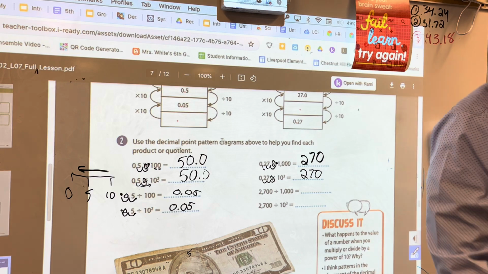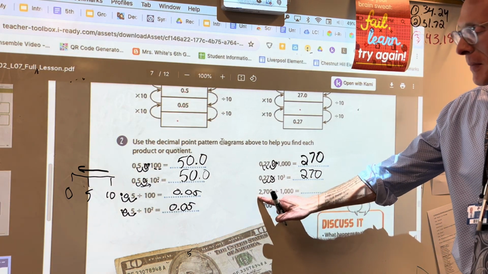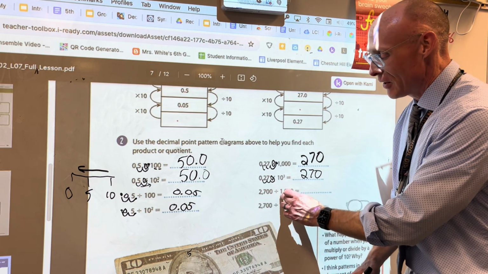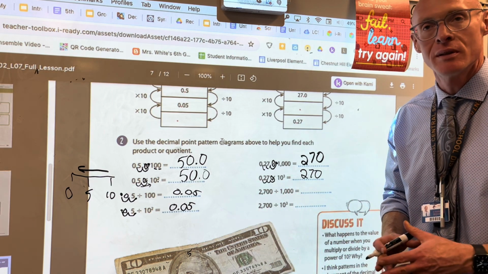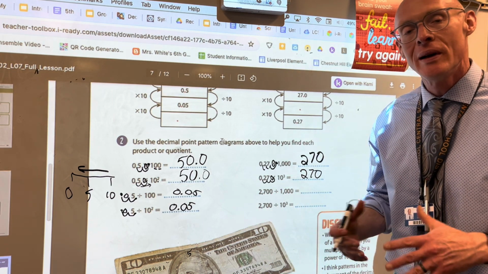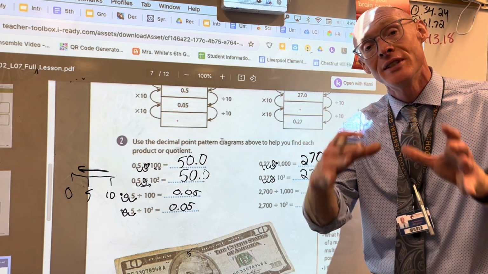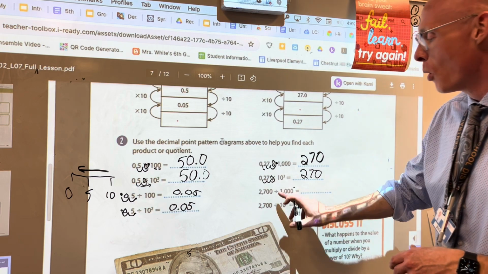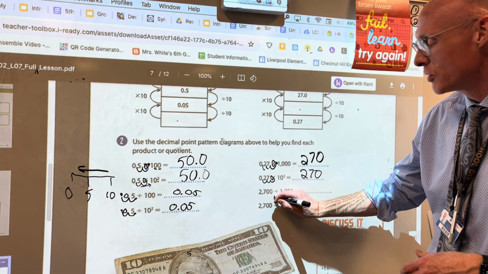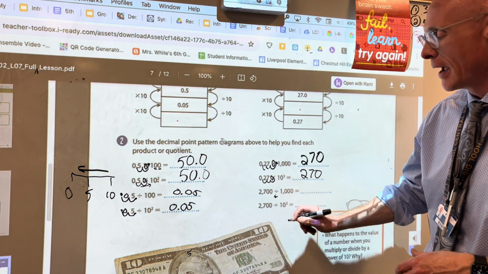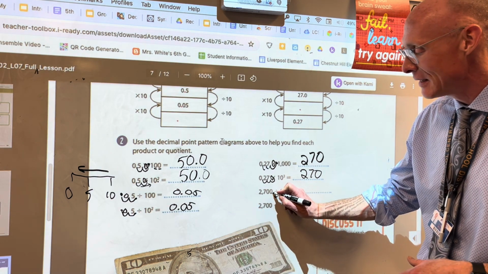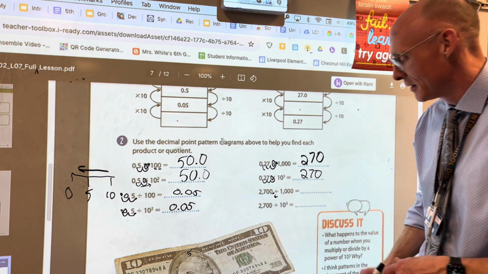Now, let's take a little peek. Imagine this problem. 2,700 divided by 1,000. Mr. Cohen, it's not going to go in evenly. I know, but we're talking about powers of 10. So all we're doing is moving the decimal place. We're dividing, which means we're going to go to the left. And where is my decimal in 2,700? At the end. Don't forget that.